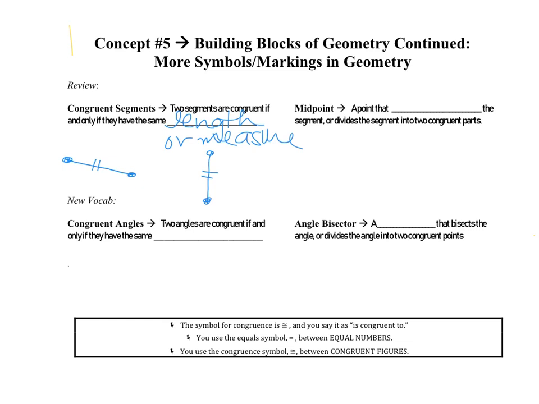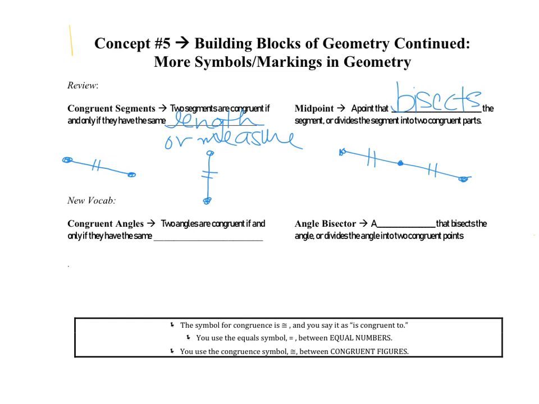Okay, and the midpoint is a point that bisects the segment or divides the segment into two congruent parts. So if we have a line segment, and if the midpoint is right there, then it bisects it, it cuts it in half. So those are two review vocabulary words. Okay, so on to some new vocab.